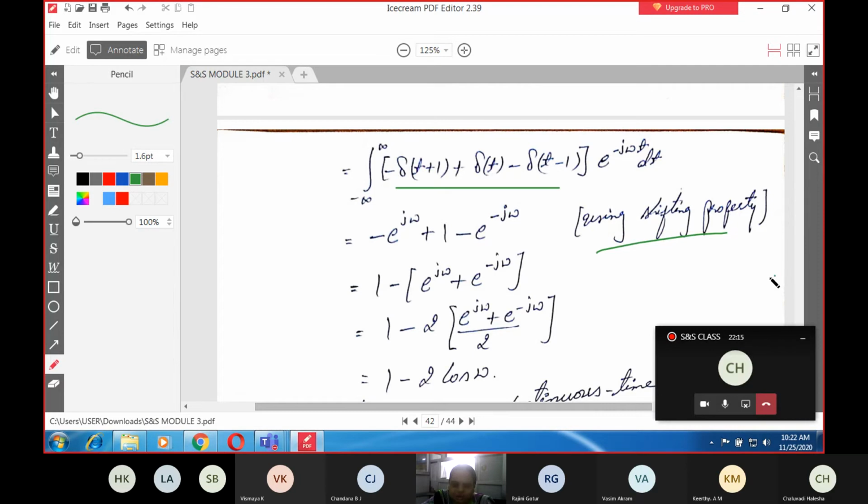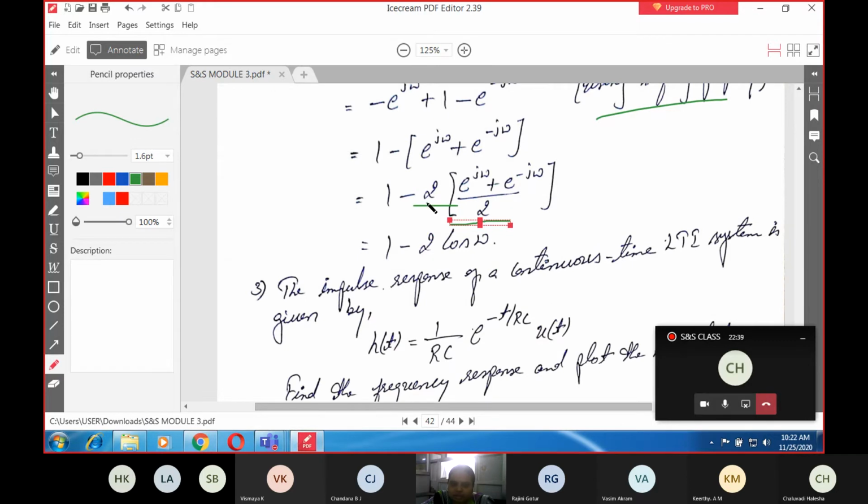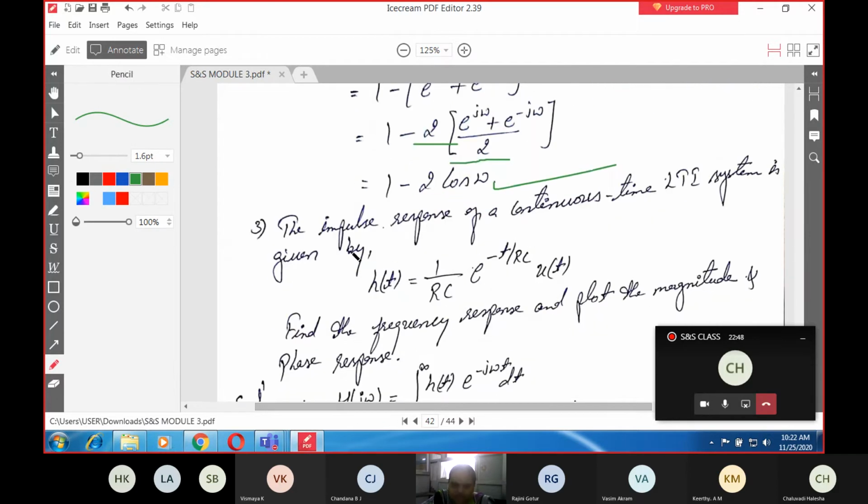Already we came across a small problem there. From that you can write this. Then taking 1 to this side and the remaining part to the other side, I can write 1 minus, taking minus common, e raised to j omega plus e raised to minus j omega. Then multiplied and divided by 2 here. Then plus is there, which means this is 2 cos omega, so you will get 1 minus 2 cos omega. That is one problem.